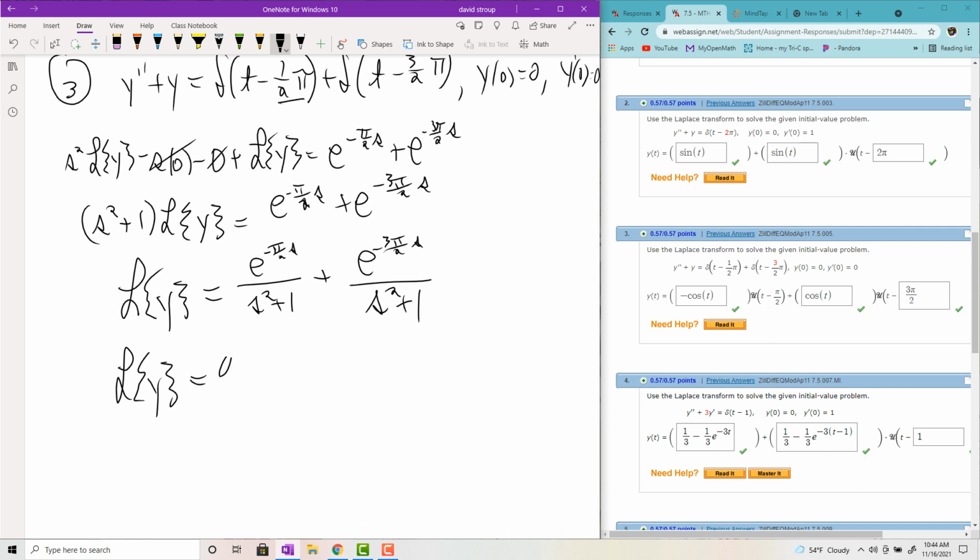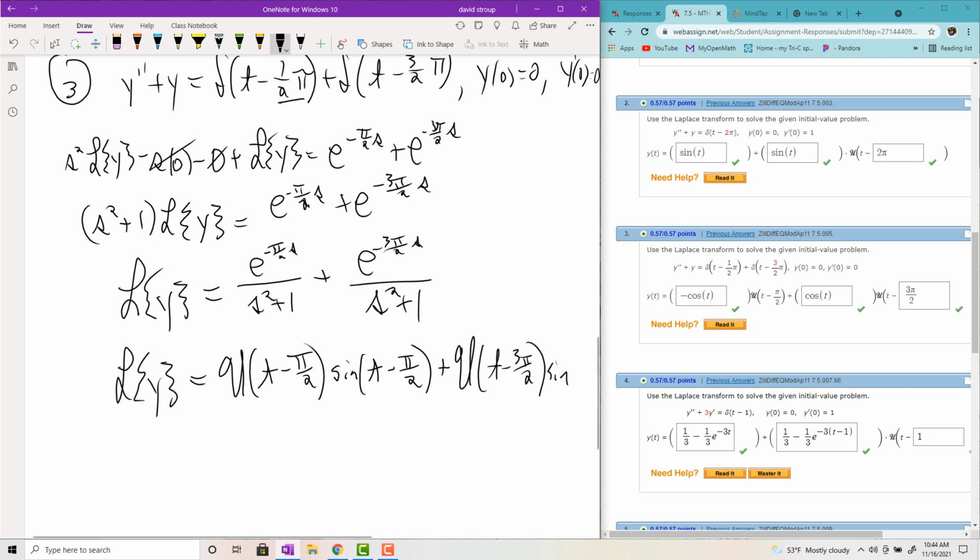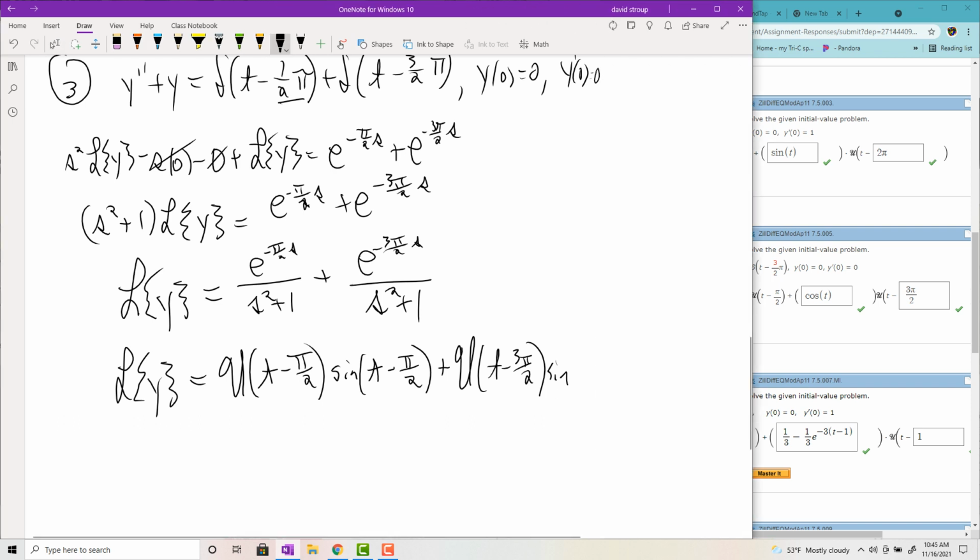So automatically you can write u of t minus pi over 2, and then without the e to the negative pi over 2s, that's going to be 1 over s squared plus 1, which is a sine function, but you have to shift it as well. So it would be sine of t minus pi over 2, and then plus u of t minus 3 pi over 2 times sine of t minus 3 pi over 2. You could simplify these expressions then.